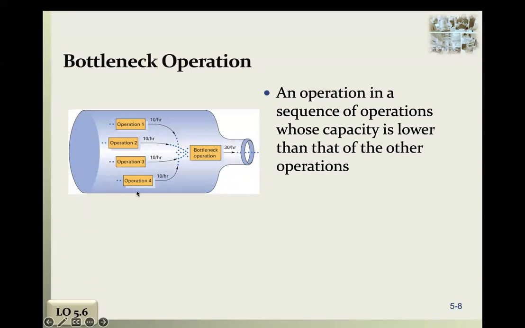Now, these units from operation 1 to operation 4, their combined output is 40. But the thing is that at the following unit, the capacity is only 30 per hour, which means although the preceding ones are producing 40 units per hour, the following process can only handle 30 per hour. So that means that's a bottleneck.